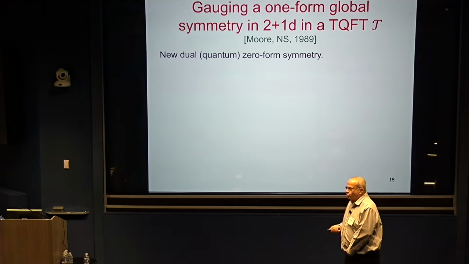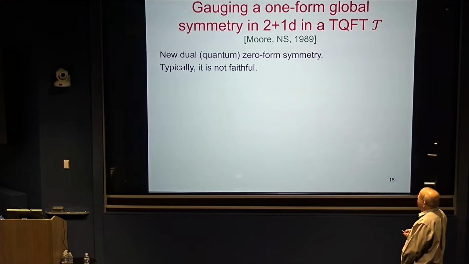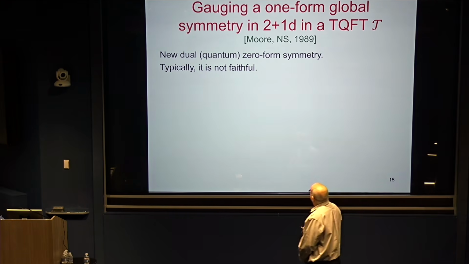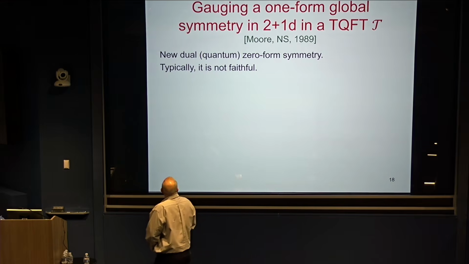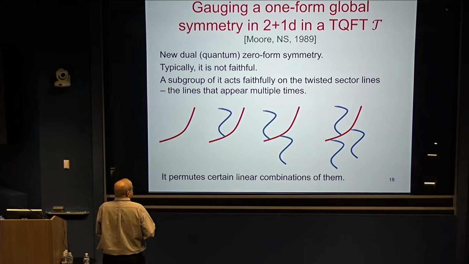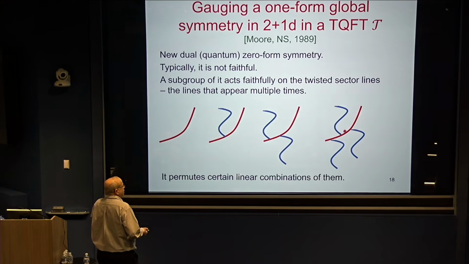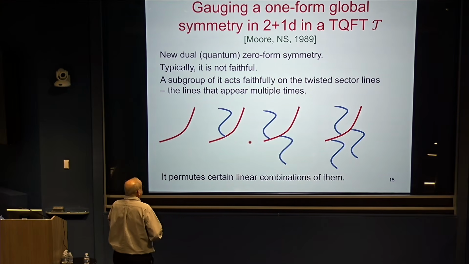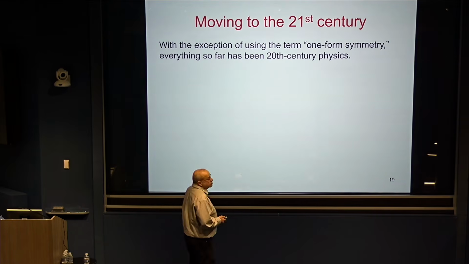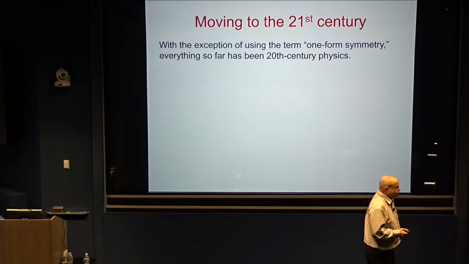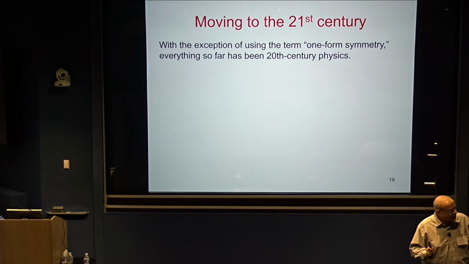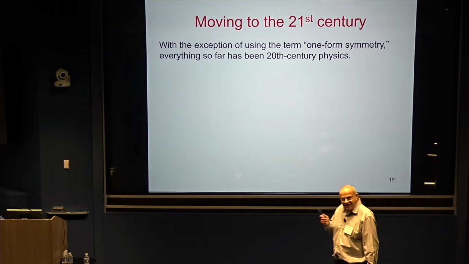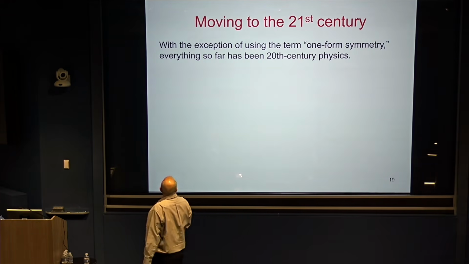And because we had this rule 3, that some lines appear multiple times, we had a new dual symmetry. In the context of orbifolds, these are called quantum symmetries. And they're typically not faithful. And a subgroup of them acts on these lines. You see, it's always the red line. And depending on how many blue lines stick out of it, this might or might not be the same line, and this symmetry acts on it. So far, with the exception of using the words higher form symmetry, so with the exception of this terminology and some things I answered in questions, every single thing I said until now was 20th century physics. I started at the beginning of the 20th century, around the 20s, and then I talked about things in the 80s. So now it's time to move on.